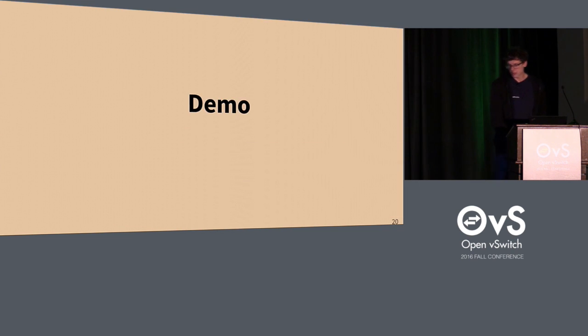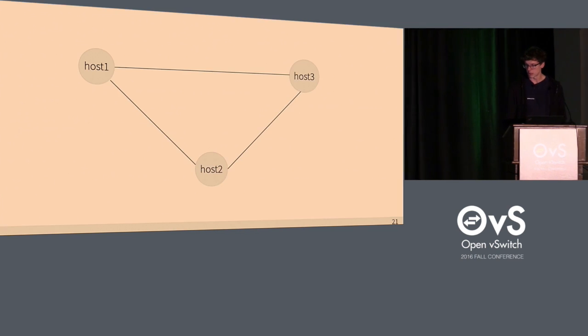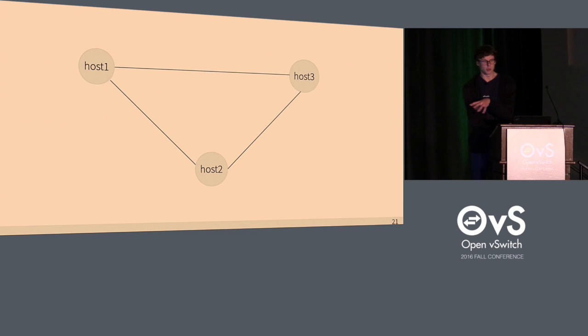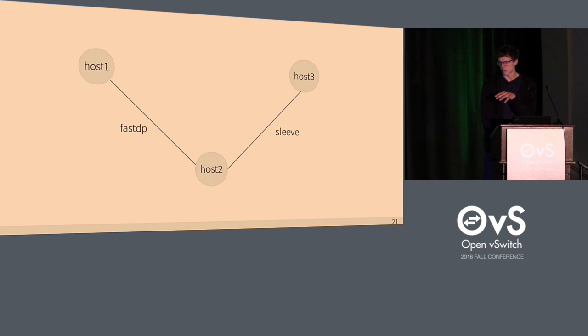So I believe that I have a bit of time for a demo. So let's try to run the demo. And before, I will just show you my setup. I'm going to have 3 hosts on Vagrant, and I will black hole the packets from host 1 to host 3 by installing an iptables rule. And between host 1 and host 2, I will create a fast data path tunnel, and between host 2 and host 3, I will use the PCAP-based implementation.